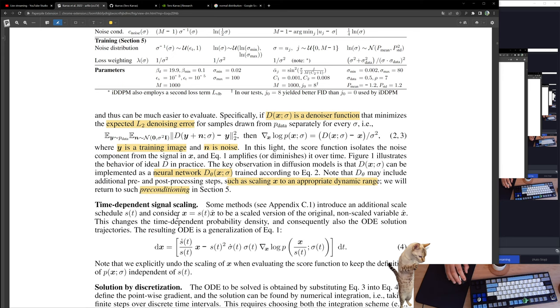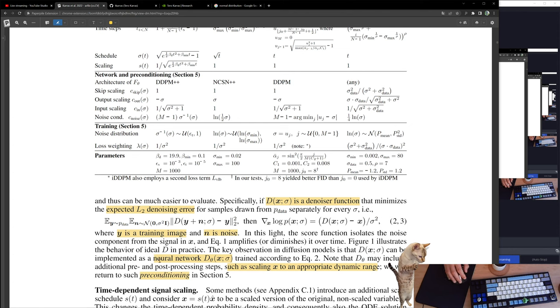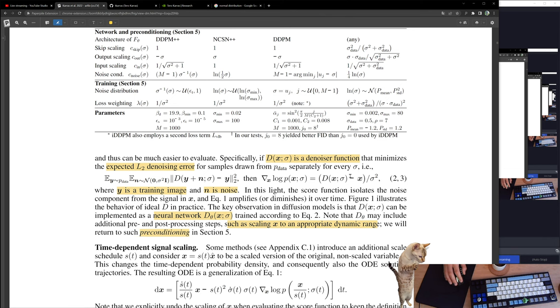So this is what they call preconditioning. There's some stuff you can do as part of this denoiser function. Let's look at this equation here, 2 comma 3. This is equation 2 and then equation 3. So the expected value of y, which is the training image, is drawn from the data distribution. And then you have here the noise, which is just drawn from a normal distribution. This is the denoised training image plus noise at the standard deviation sigma. And this is a schedule, so over time this sigma is going to change.